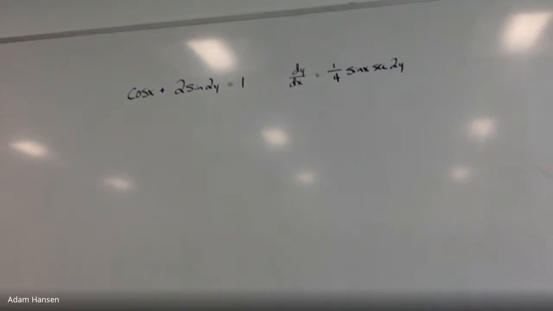Where did you get that? This should be 2 cosine 2y. The derivative of 2 sine 2y is 2 cosine 2y times 2 dy dx. All right, the derivative of sine is cosine.